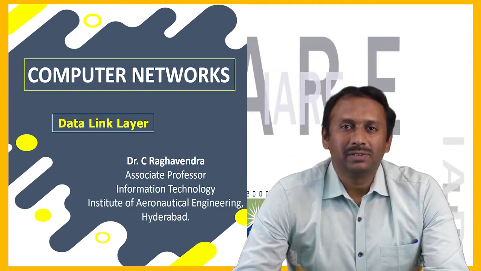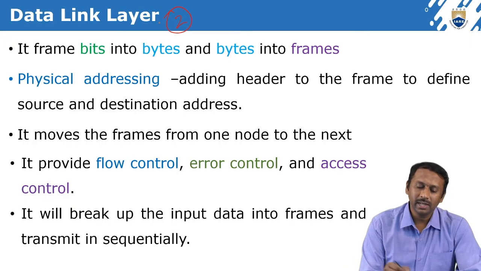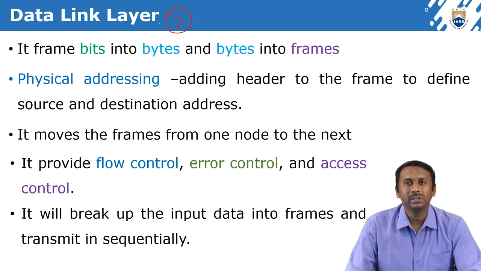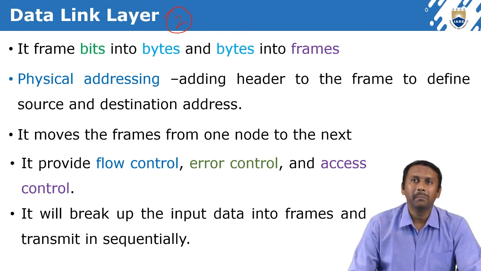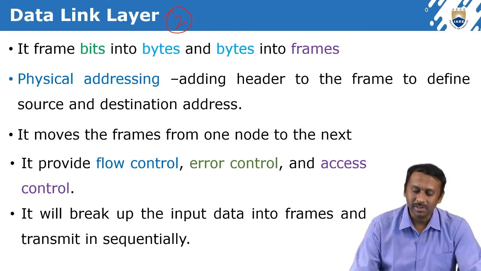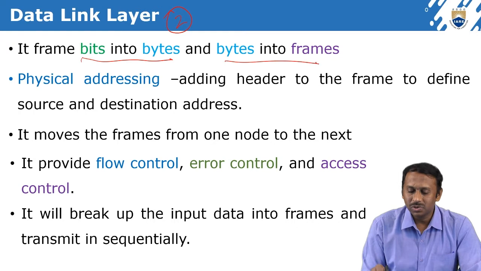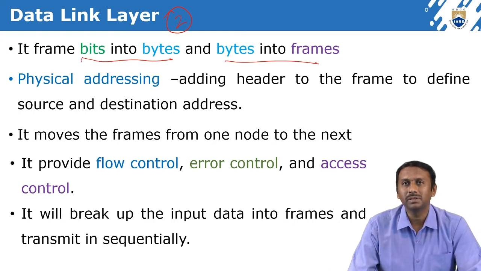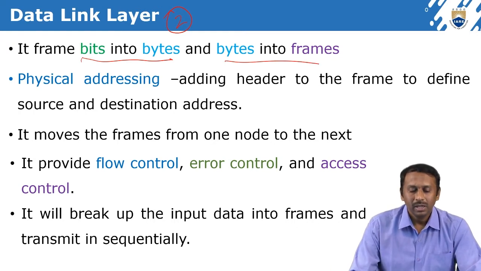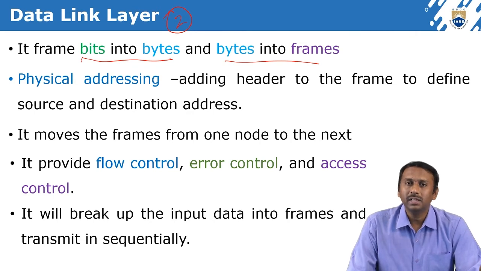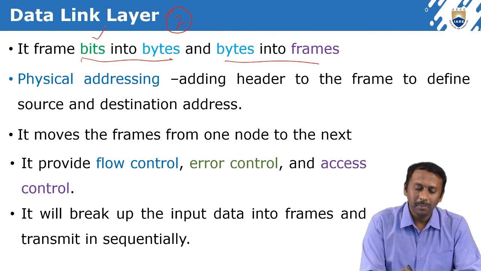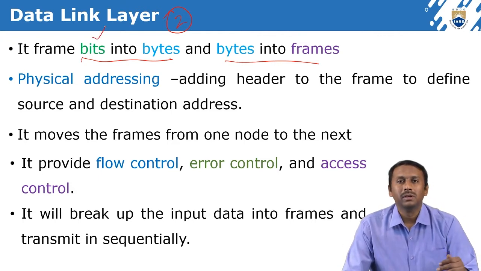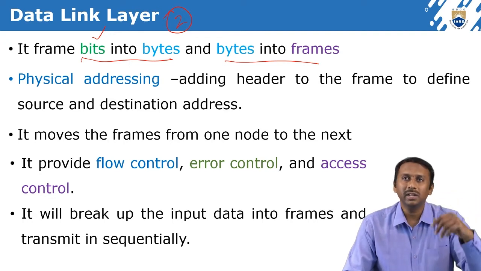Let's see the session. The data link layer is the second layer in the OSI reference model, and it frames bits into bytes and bytes into frames. Why? Because we know well from the physical layer that we have discussed, the data is represented in the form of bits. Now this is the second layer. That means the physical layer is connected to the data link layer.